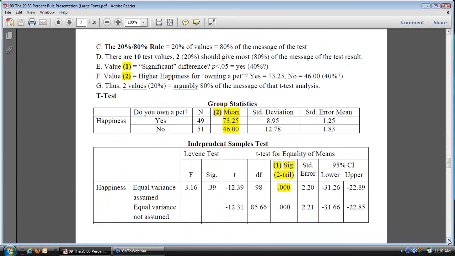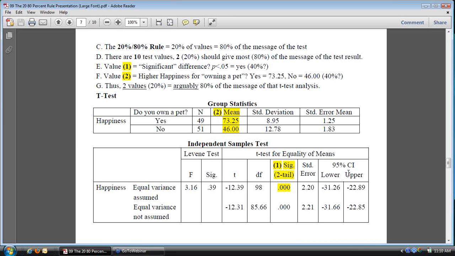So the 20-80% rule tells us that 20% of the values equal 80% of the message of that test. There are 10 test values, 1, 2, 3, 4, 5, 6, 7, 8, 9, 10. If there are 10 and 20% tell us 80% of the message, there should be 2 key values that tell us 80% of the message of that test.